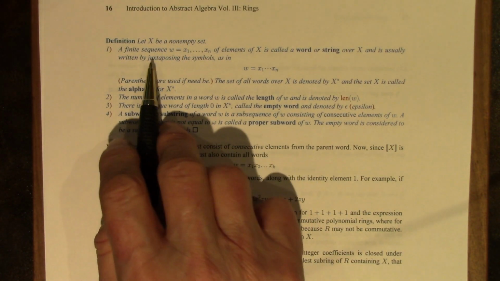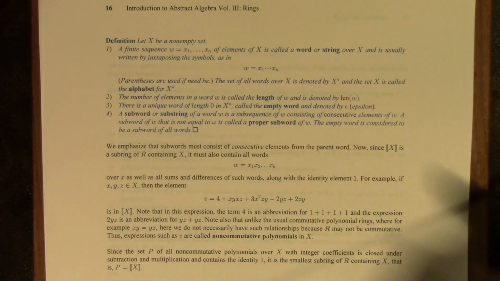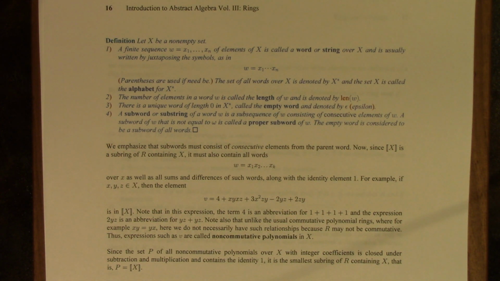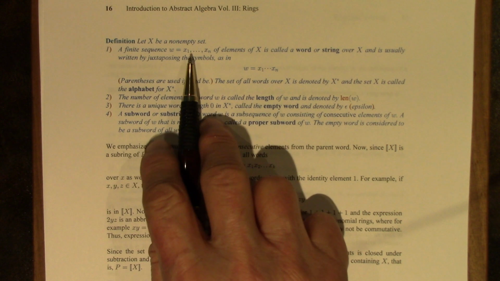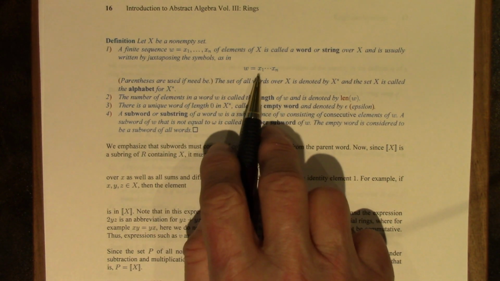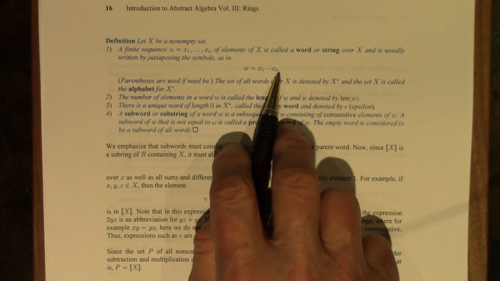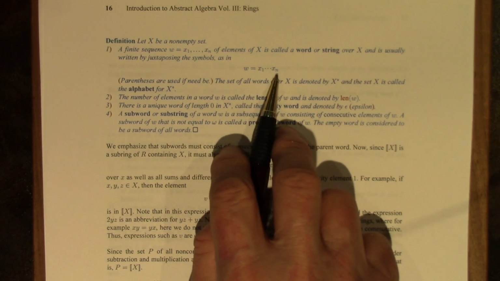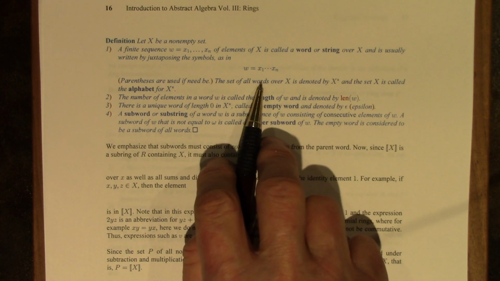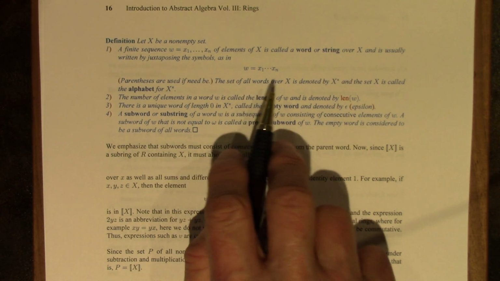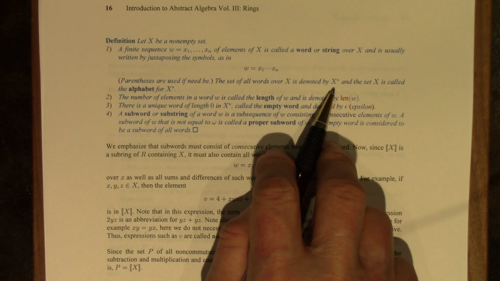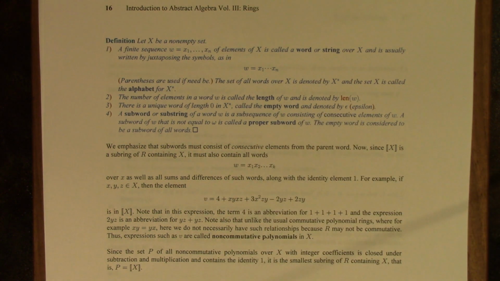Let X be a non-empty set. A finite sequence, x1 through xn, of elements of X is called a word or string over X. And it's usually written without the commas and the punctuation, just using juxtaposition. And you may need parentheses if some of these individual factors are complicated. You can always use parentheses to improve readability. The set of all words over X is commonly denoted by X star, and so that's what we will use, and X is called the alphabet for X star. Here we do have a collision of notation because if R is a ring, R star is the set of units. So you will have to unravel the meaning of the star based on the context.